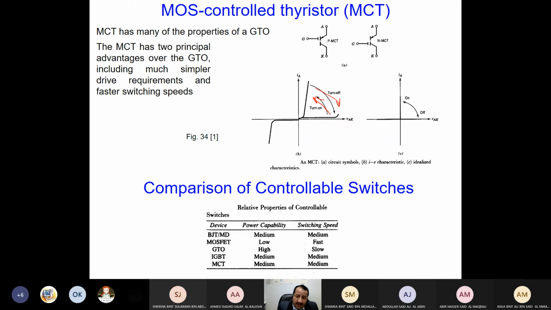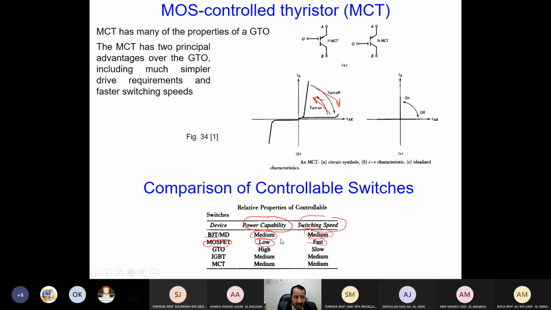These switches are different in their power capability and the switching speed, the speed and the power rating. As an example, we can see that BJT, its power rating is medium, its speed is medium. But when we go to MOSFET, it has lower power capability, but it's very fast. So if I'm looking for these properties, low power capability and fast speed, definitely I will go for MOSFET. I will not go for BJT. And vice versa. The same thing for GTO, IGBT, MCT, they have different ratings.